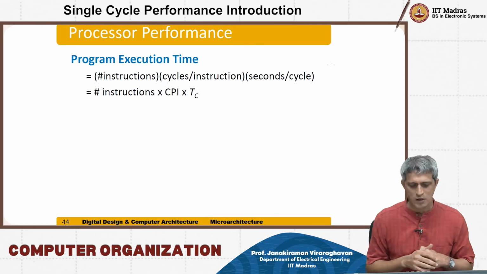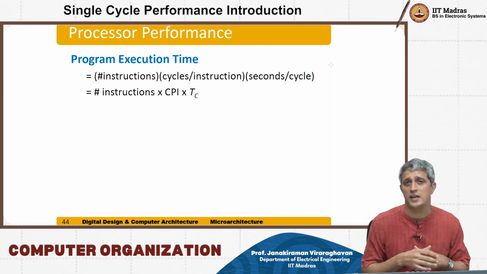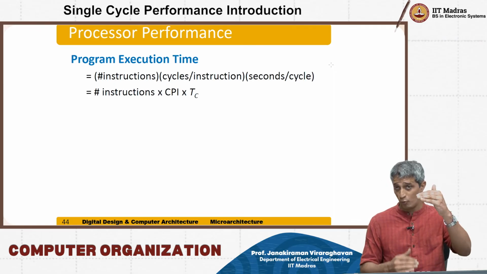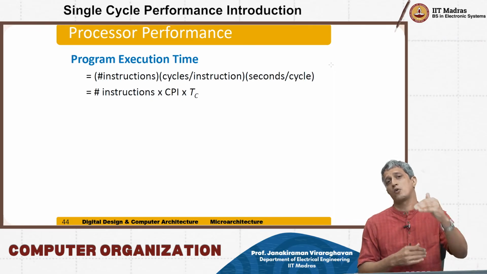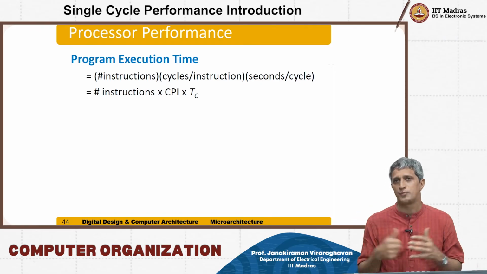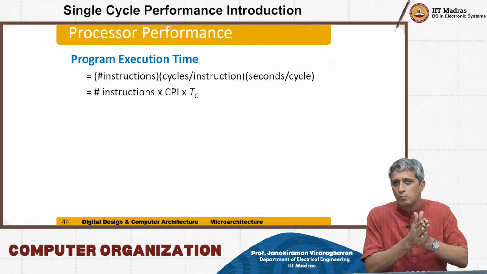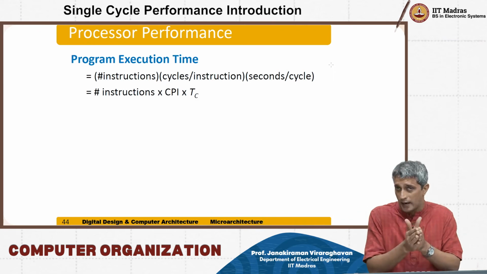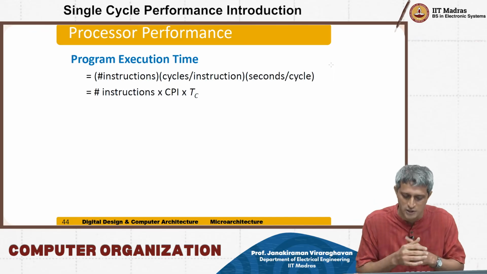Okay, now what is the program execution time given by? It is basically the number of instructions. So if you have more instructions in the program, it is true that you are going to take longer to execute, into the cycles per instruction. What is cycles per instruction? It's basically the number of clock cycles that are needed for you to complete the execution of that particular instruction.